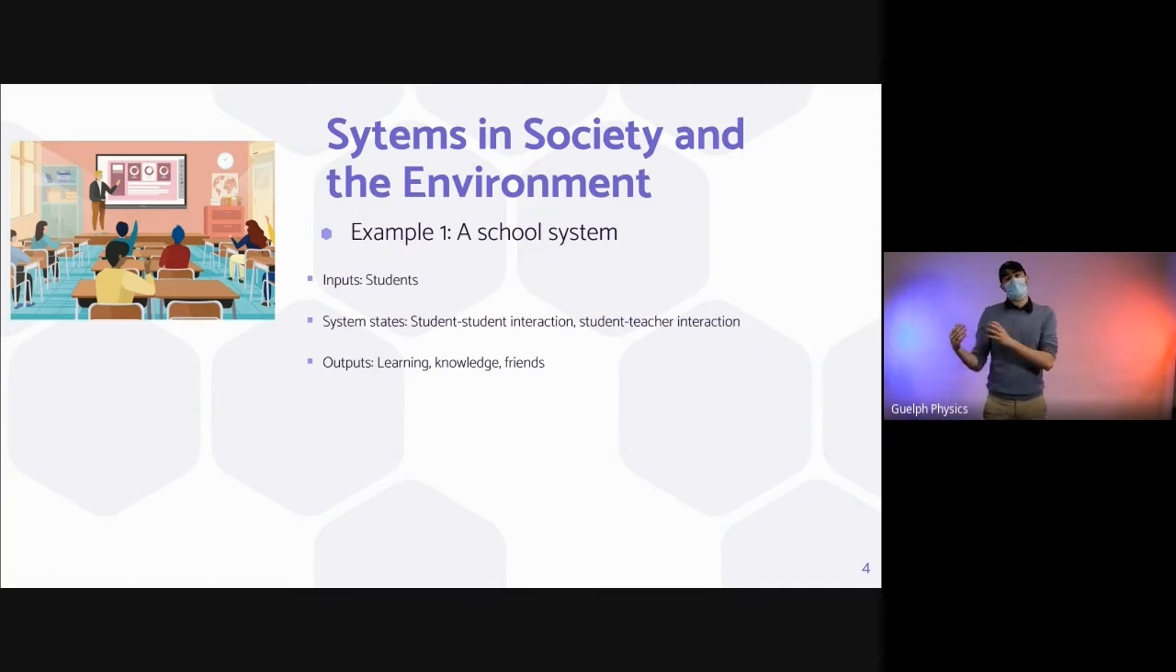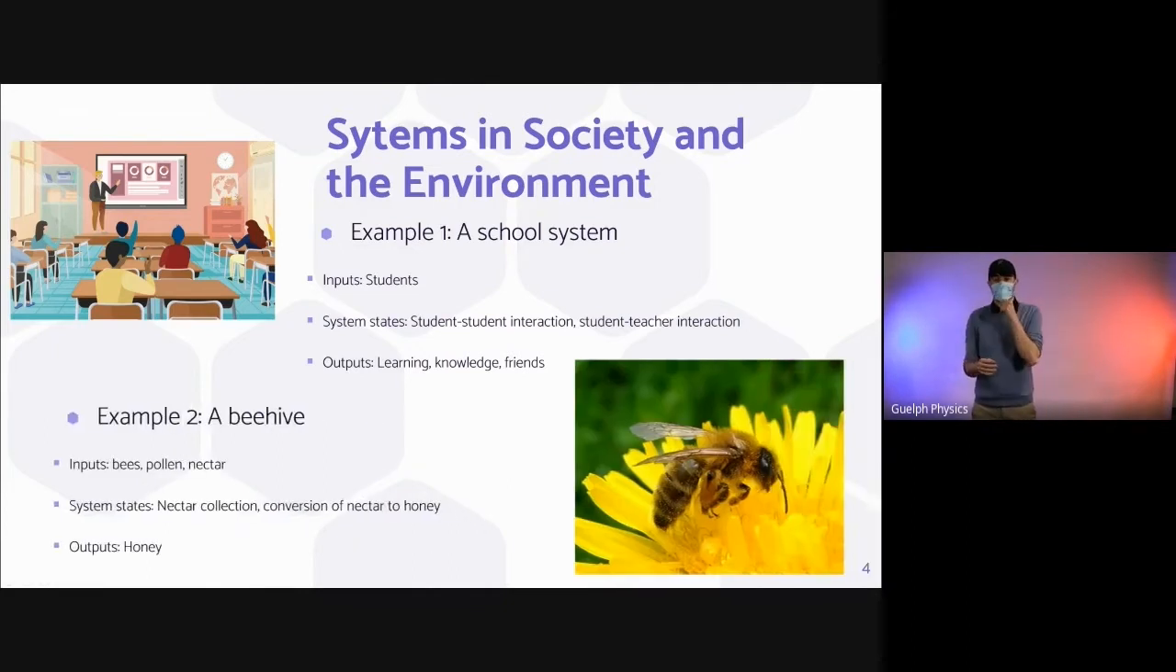So now moving on to an example of a system in action in our environment, we would have a beehive. For a beehive, the inputs would be the bees, the pollen, and the nectar. And as you can guess, the nectar collection would be the system states, followed by the conversion of nectar to honey. And then, as you can guess, the output would be the honey for that system. Awesome.